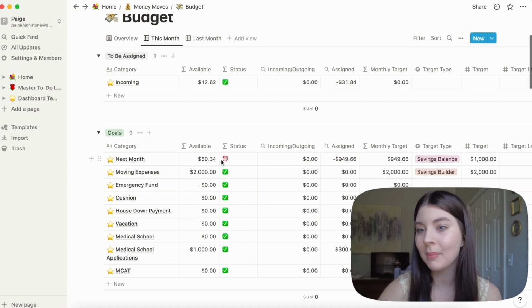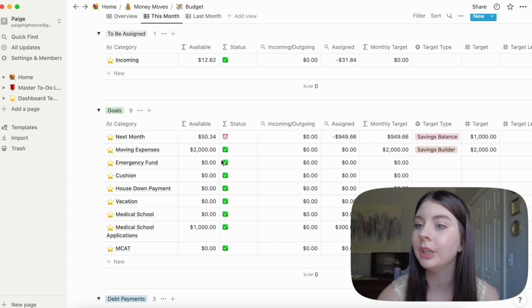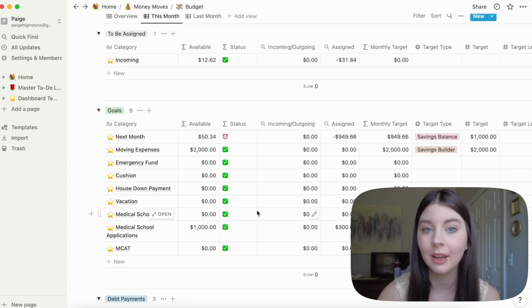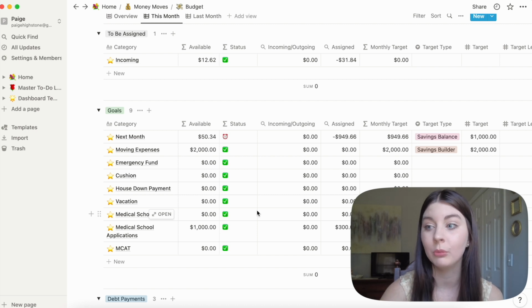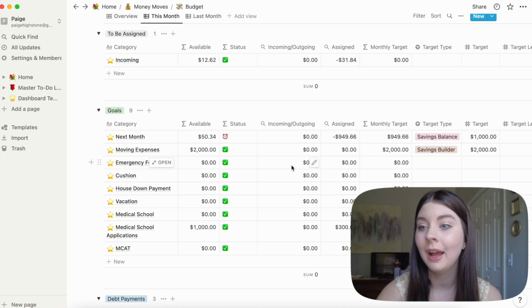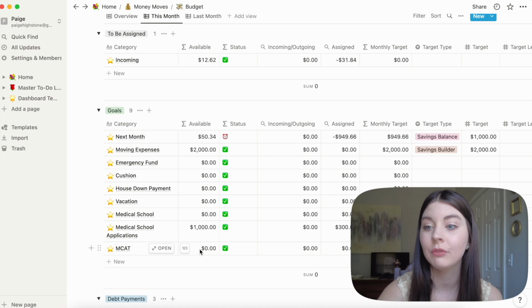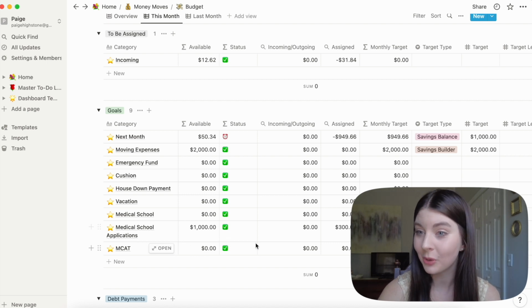But before I mess with any of that, I just want to quickly go over what my goals are right now. So overall, my goals are to have $2,000 saved up for moving expenses, which we have. I also want to have $1,000 saved for medical school applications, which we also have.